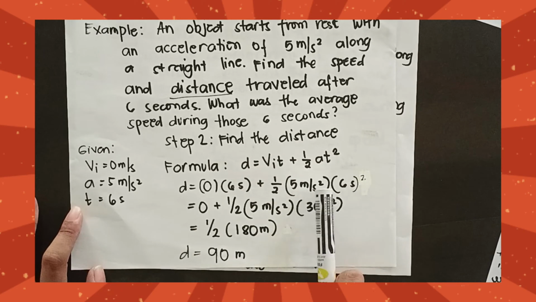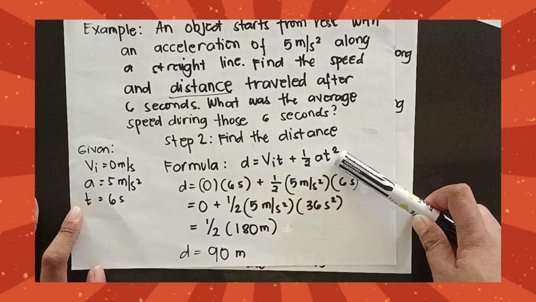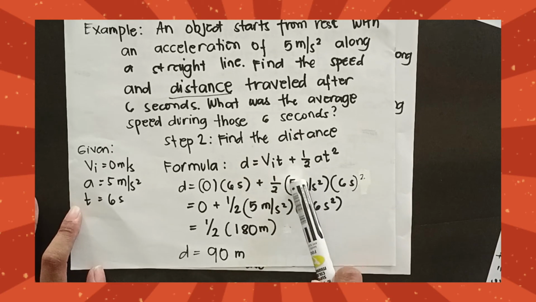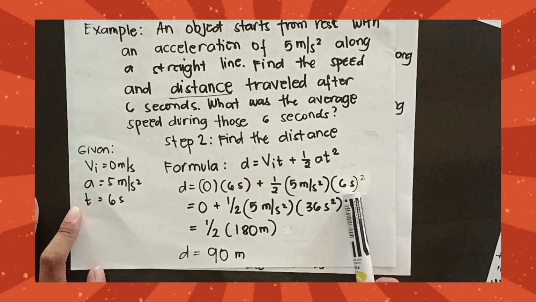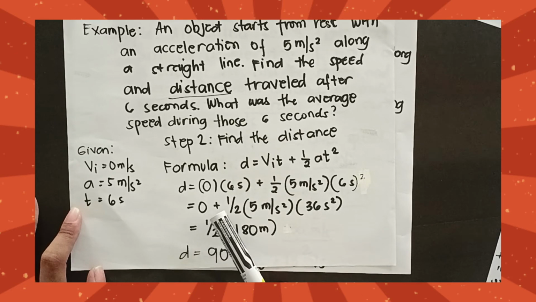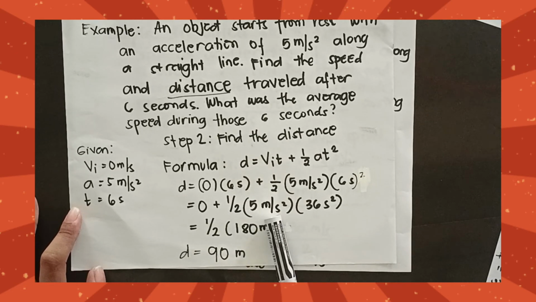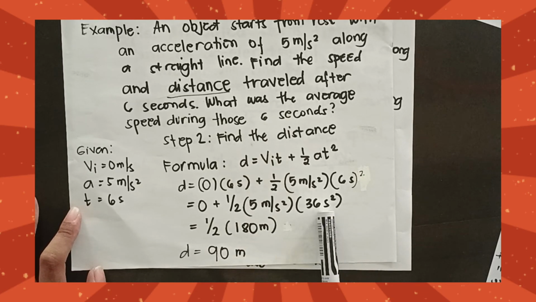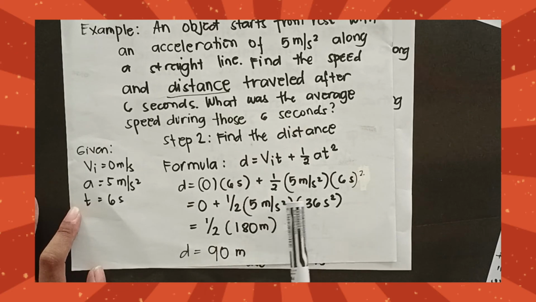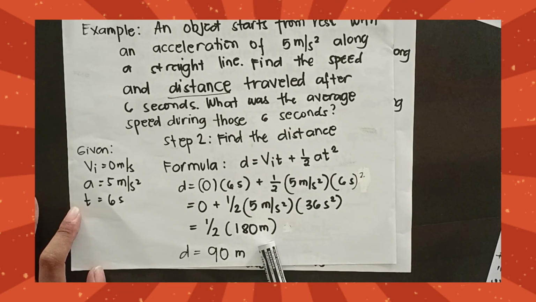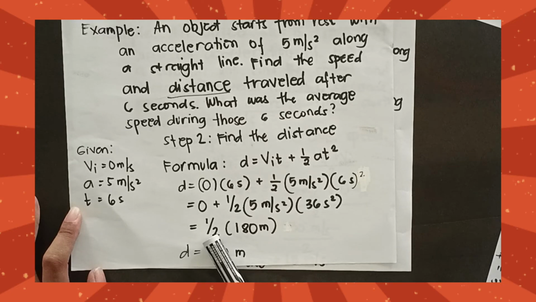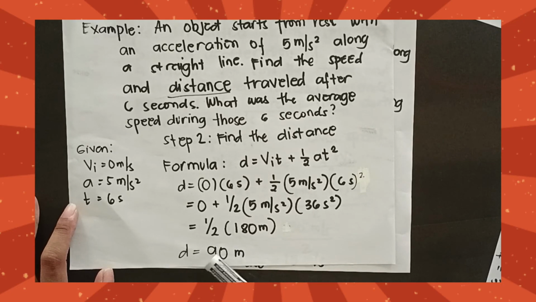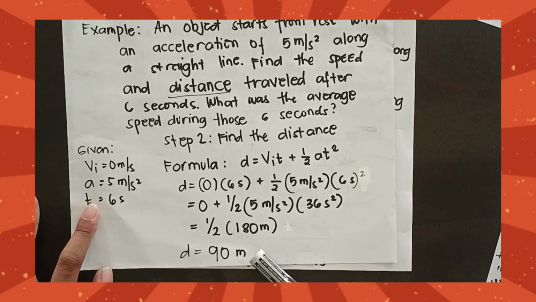So, remember po ang i-square lang po natin dito ay si time. Hindi po kasama itong si acceleration. So, si time lamang po ang i-square natin. So, 0 plus 1/2, 5 meters per square seconds times 36 seconds square. So, i-multiply po muna natin ito. Then, we will get 180 meters. Then, i-divide natin siya sa 2. So, the distance po natin ay 90 meters.